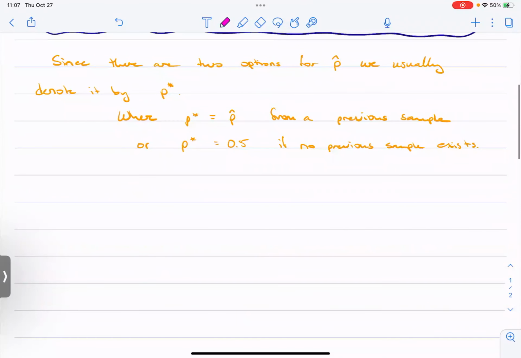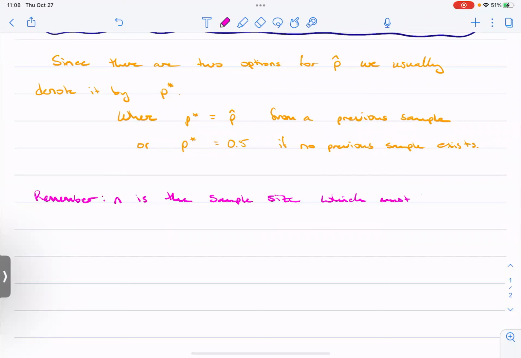Okay. So here, remember, n is the sample size, which must be a whole number, and we always round up.